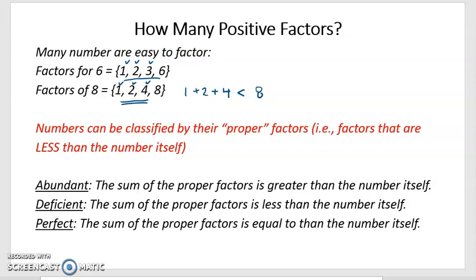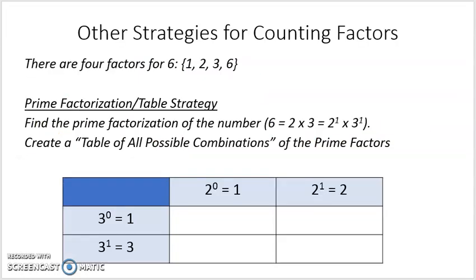And lastly, there are perfect numbers. For a perfect number, the sum of the proper factors equals the number itself. 6 is an example of a perfect number because its proper factors, 1 plus 2 plus 3, equal the number itself, which is 6. So 6 is a perfect number, 8 is called a deficient number, and in abundant numbers, the sum of the proper factors is greater than the number. That's an aside. Let's focus on counting factors.